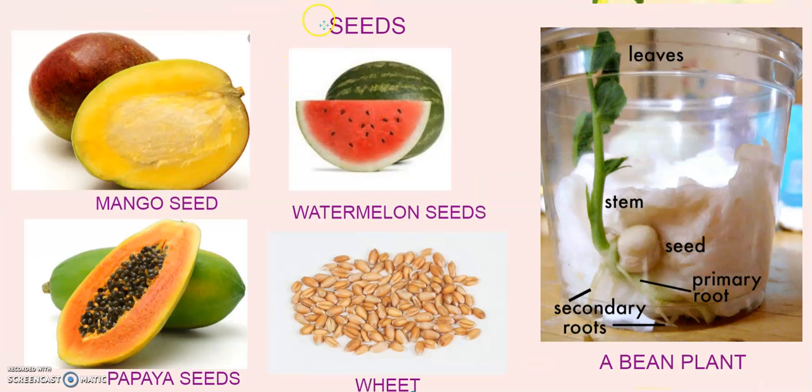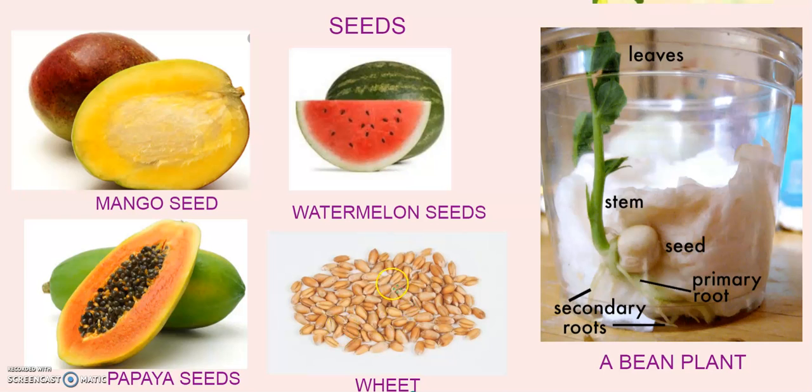What is the next part of your plant, children? Yes, they are seeds. This is a mango fruit. In this mango fruit, it has only one seed. But some fruits have many seeds, for example watermelon and papaya, they have many seeds.